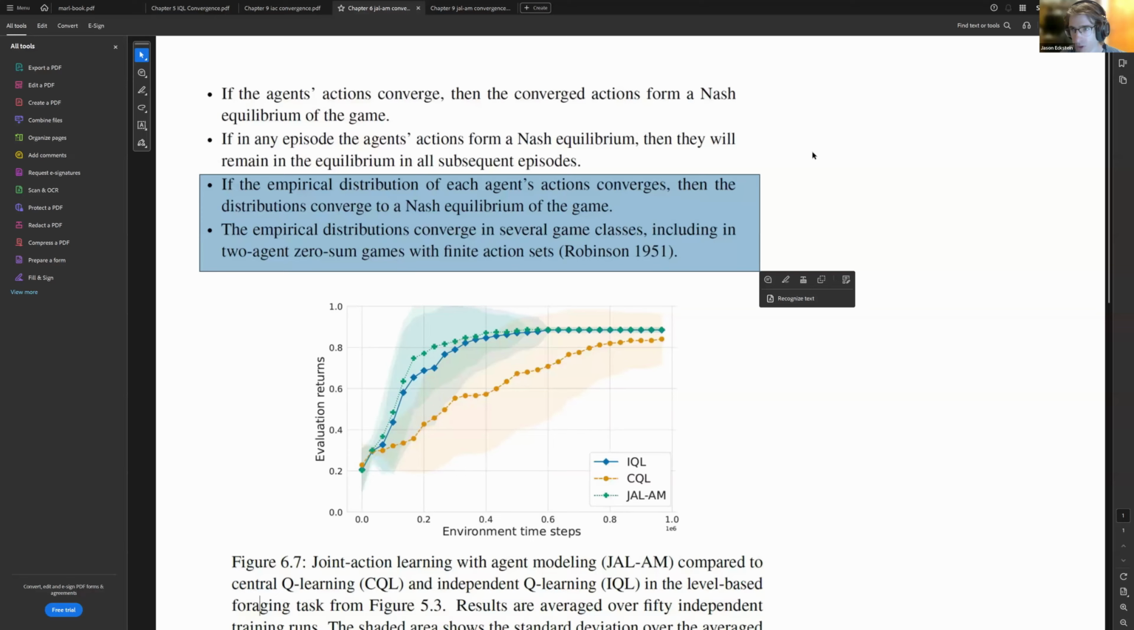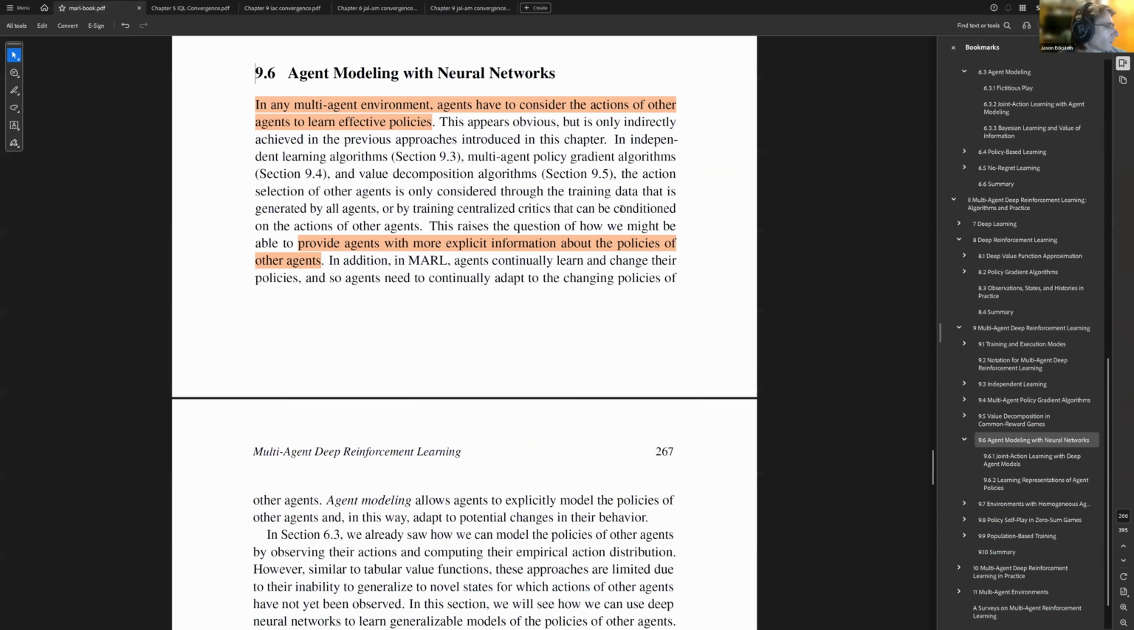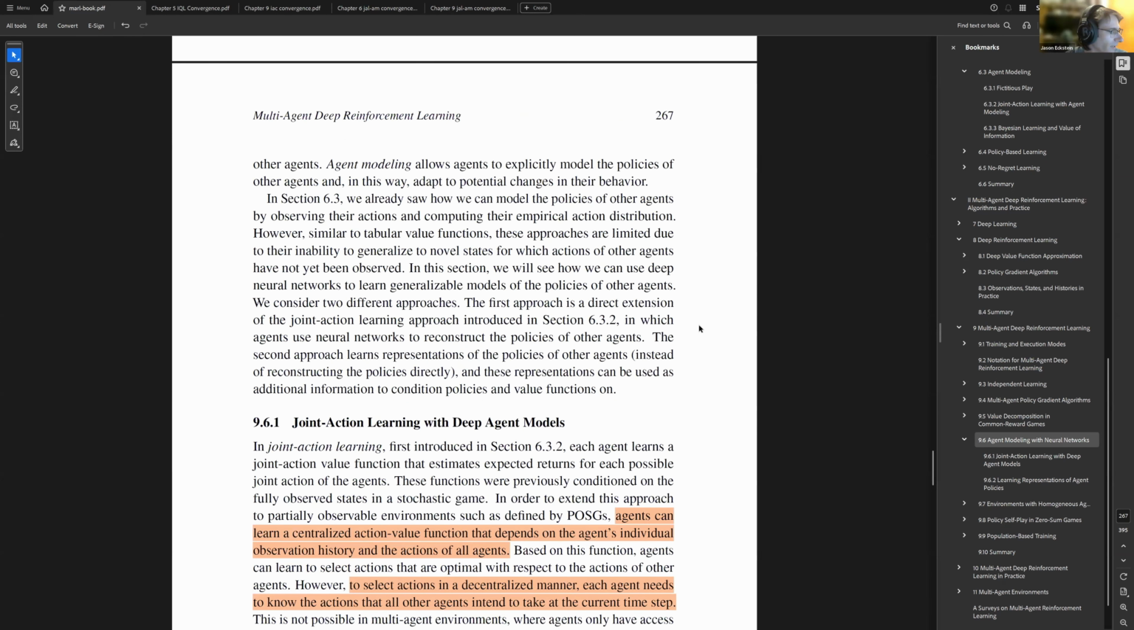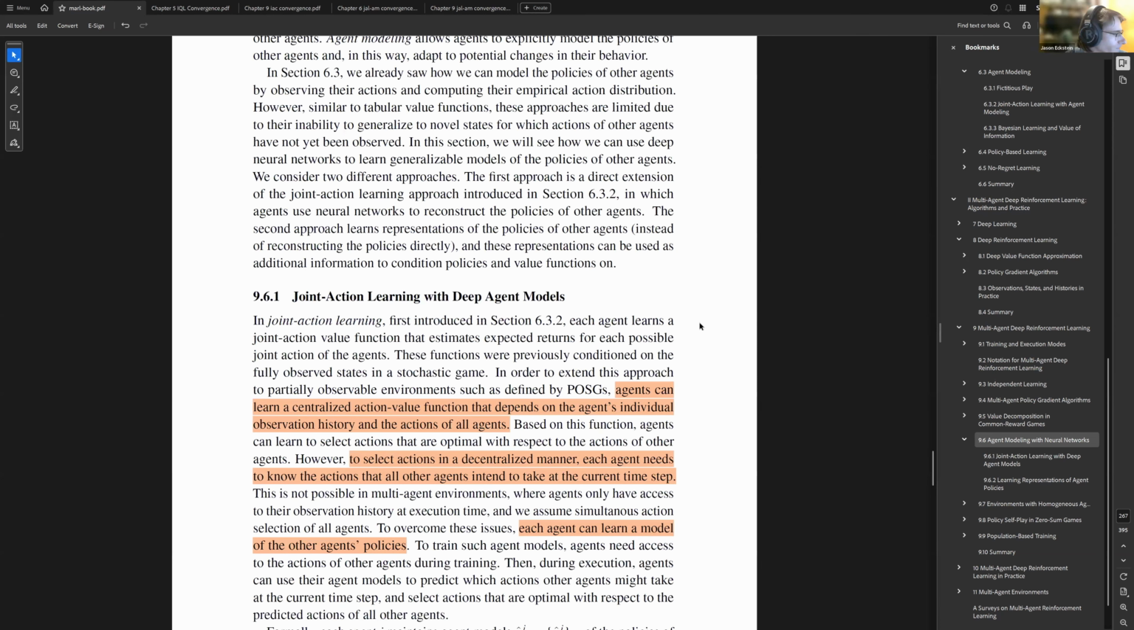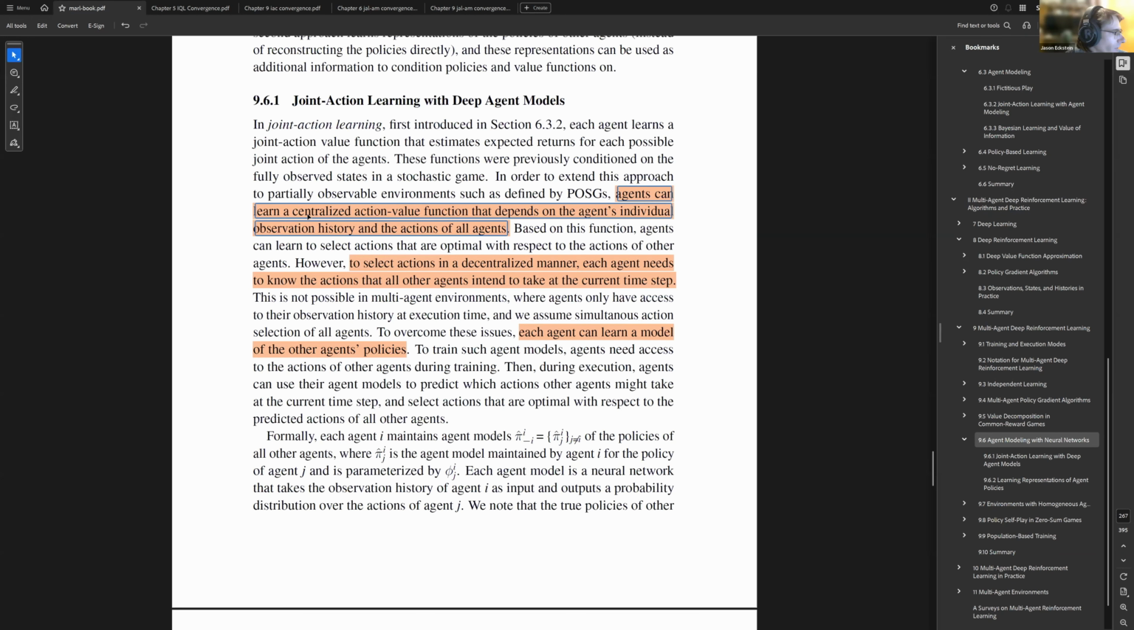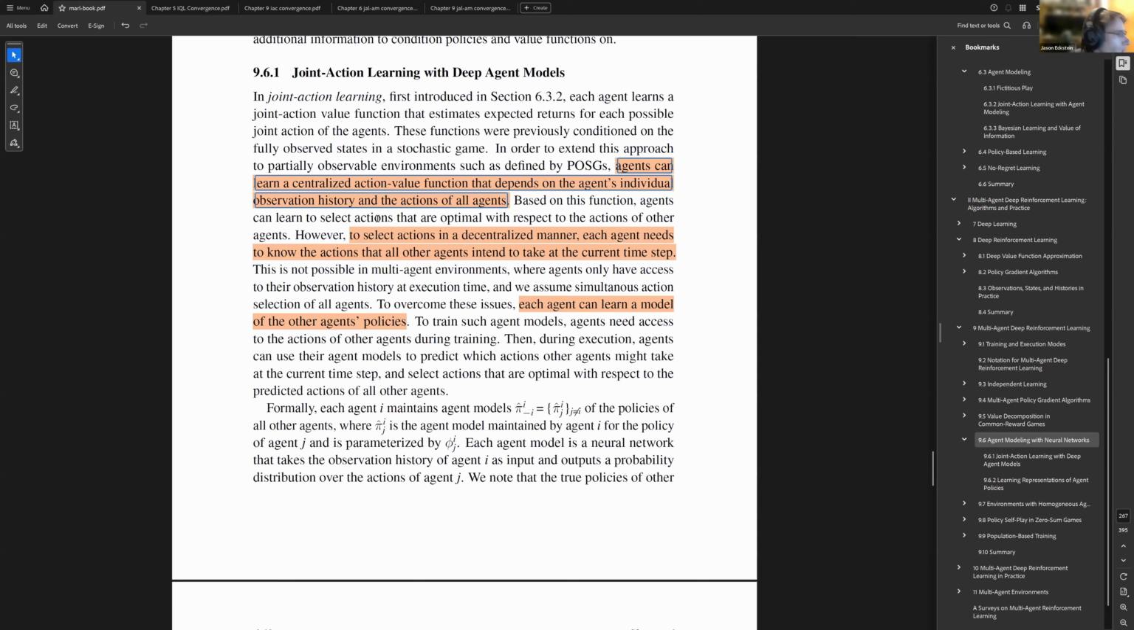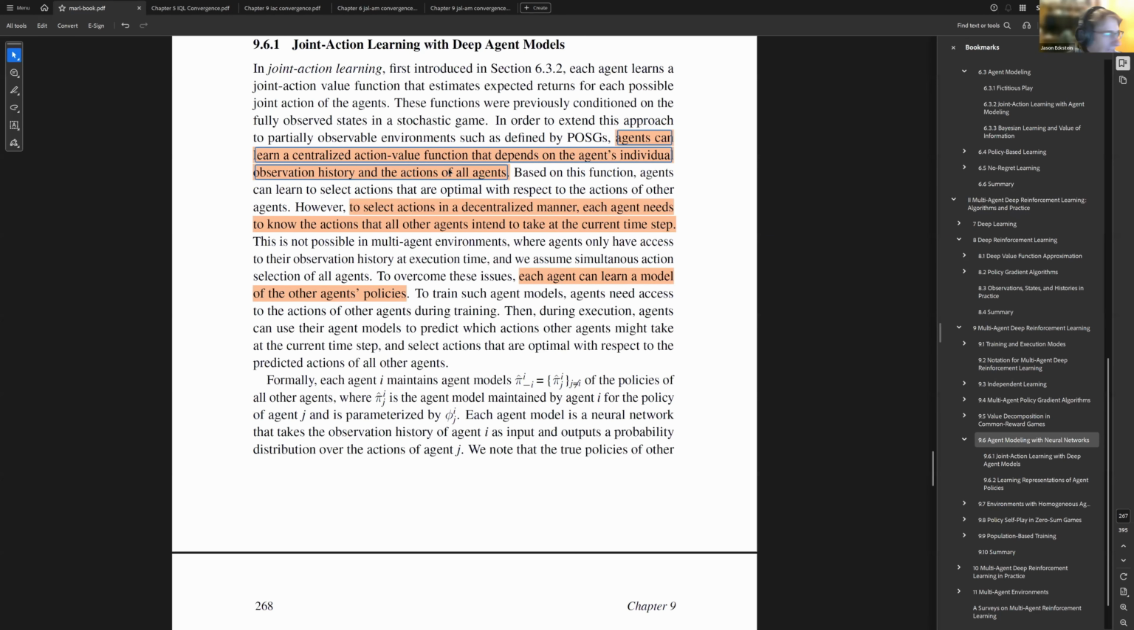Yeah, the empirical distribution. So we're going to now talk a little bit about how this works in the case of approximation. The agents are going to learn, like I already mentioned, this centralized action value function that will depend on the actions of all agents, because it's a joint action value function.